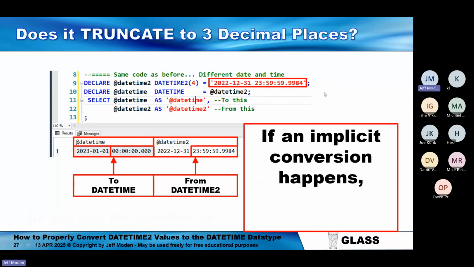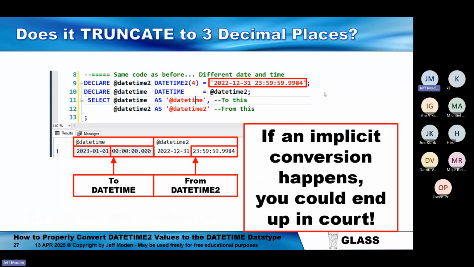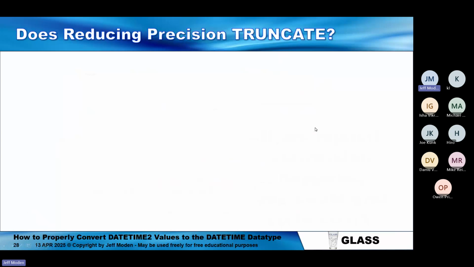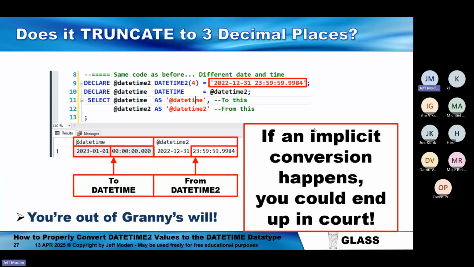So here, if an implicit conversion happens, you could end up in court. And worse than that, if your grandma makes a late payment right around then, and it turns out that because of the implicit rounding, it looks like she paid a year late, you'd be out of granny's will. So make sure that doesn't happen to your granny if you're working. Any questions here so far?